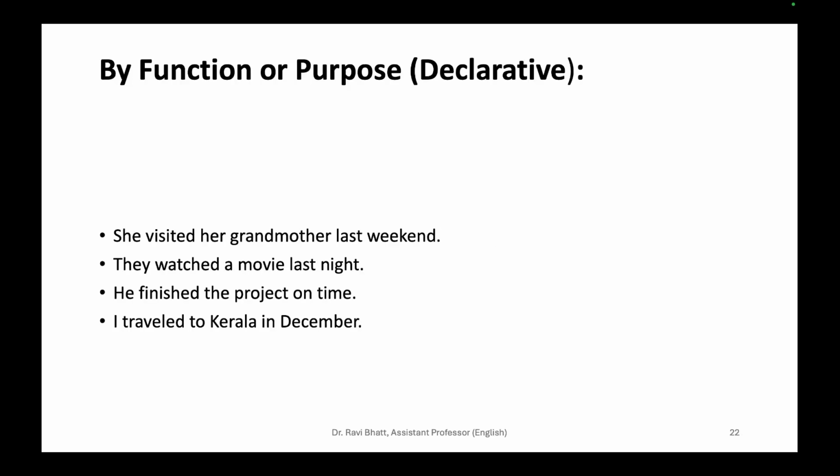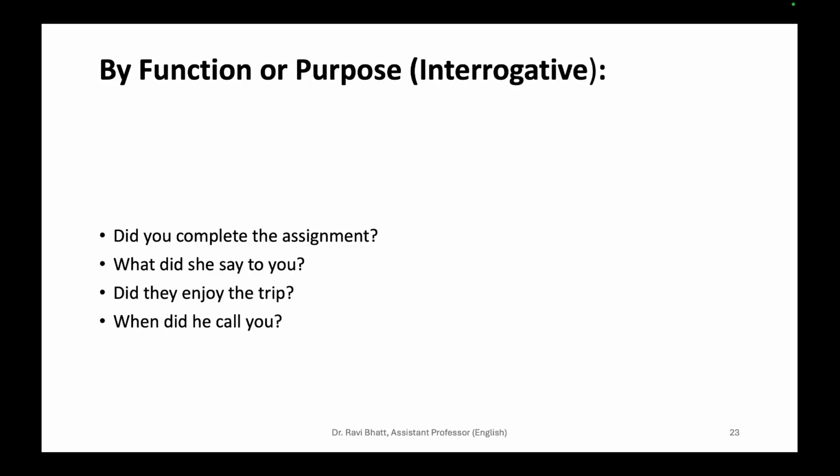For example, by function or purpose, say a declarative sentence. For example, this all is in simple past. Some of these do not take simple past, but for the sake of explaining, we have taken some variations. She visited her grandmother last week. They watched a movie last night. He finished the project on time. I traveled to Kerala in December. Declarative sentences.